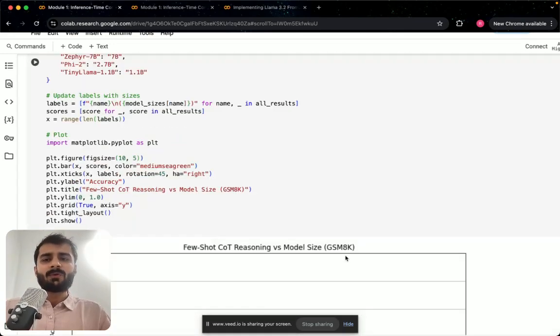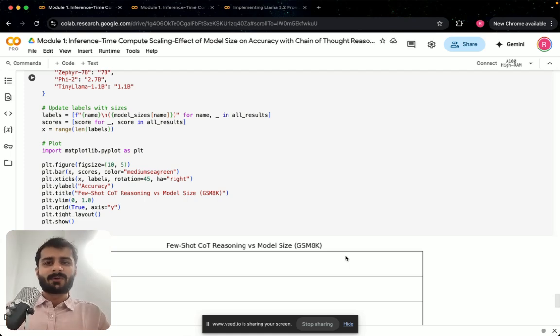I want all of you to go ahead and implement this notebook and try to see these differences and answers you are getting by yourself. I have subscribed to Google Colab Pro, as you can see here, so it allows me to run on A100, but you can use a T4 GPU as well.